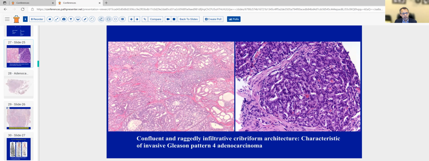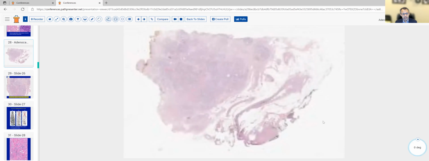Here are some examples where, in my opinion, this is an invasive process. Here you see crowded proliferation of numerous very confluent cribriform glands. You can almost have difficulty drawing the outline of these cribriform glands. The proliferation is very dense and exuberant. You have irregular infiltrative borders. So when you see these types of examples, think about an invasive process. And that brings us to our second case.